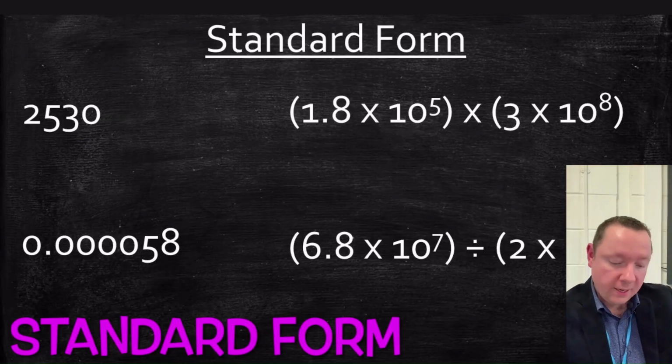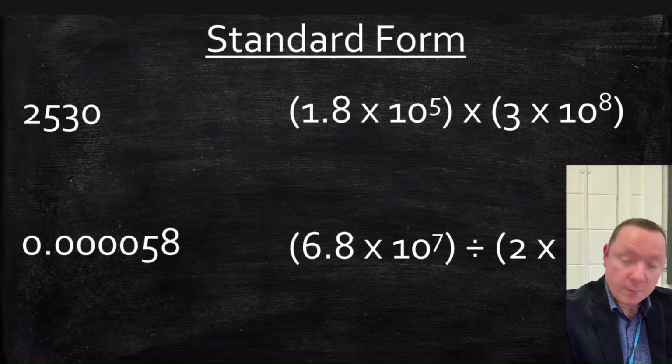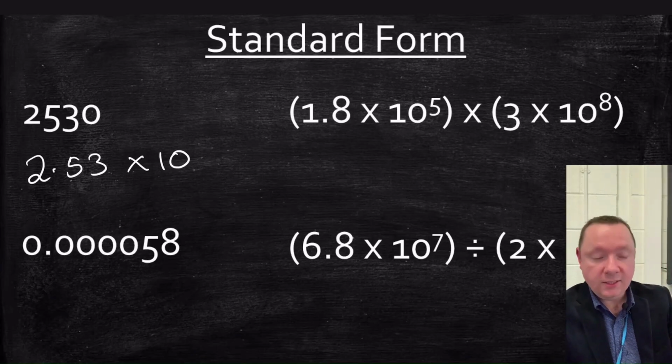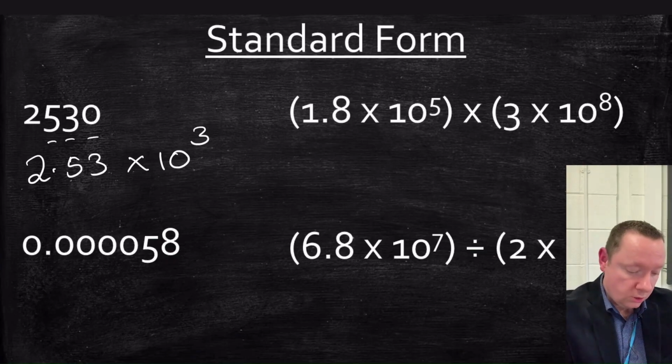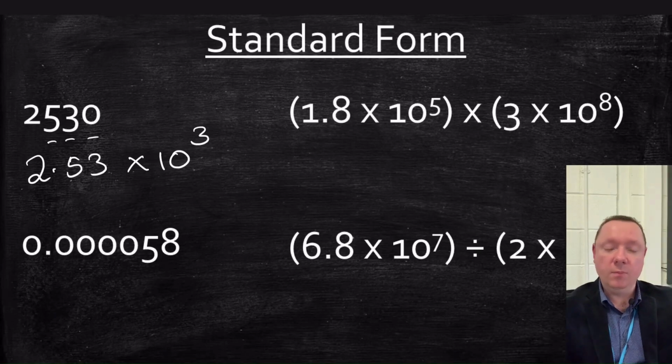So let's go. Big number first, 2530. So the first thing you always write down is a number between 1 and 10 using the numbers I've got. So it's 2.53, always times 10. Then a power. To get the power with this, you just count the number of numbers after the first one. So in other words, 1, 2, 3, to the power of 3. Nice and easy. Bigger numbers are quite simple.